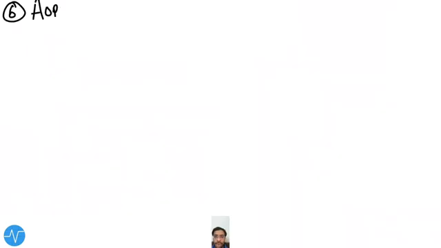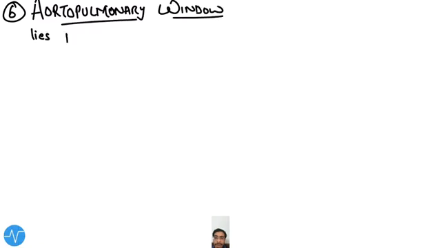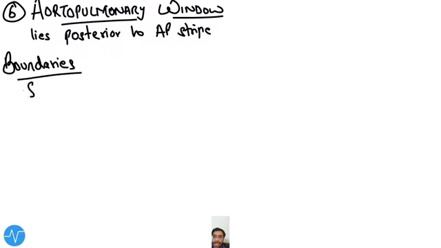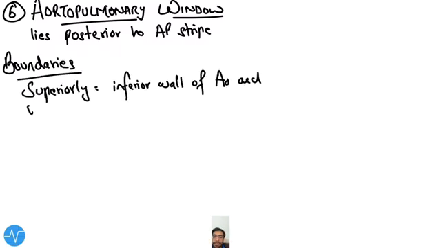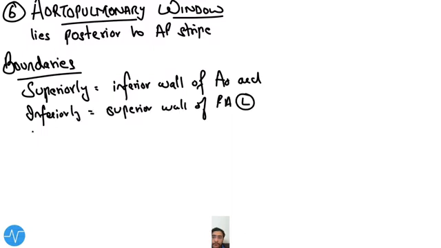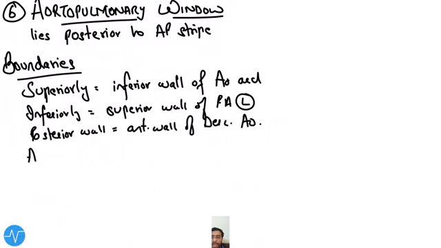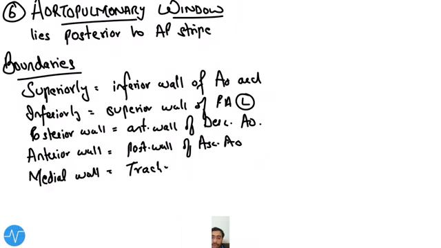This is the aortopulmonary window. It is different from the aortopulmonary stripe. This window lies behind the aortopulmonary stripe. What are the boundaries? Superiorly, it is the inferior wall of the aortic arch. Inferiorly, it is the superior wall of the left pulmonary artery. Posterior wall is the anterior wall of the descending aorta. Anterior wall is the posterior wall of the ascending aorta. Medial wall is the trachea and esophagus.